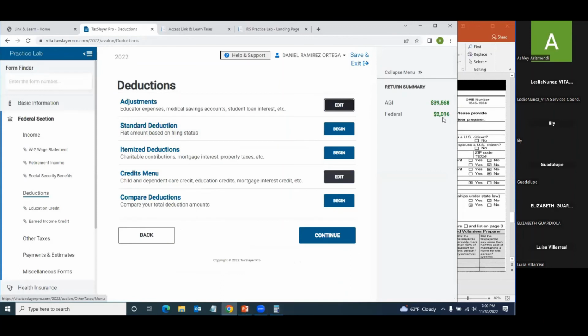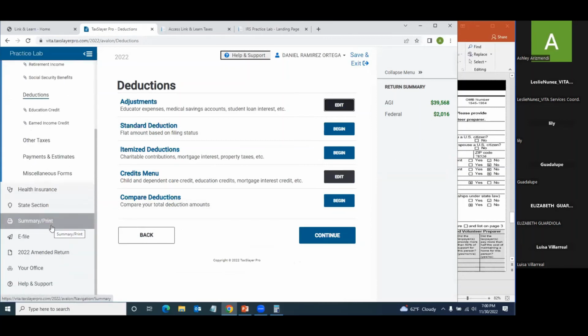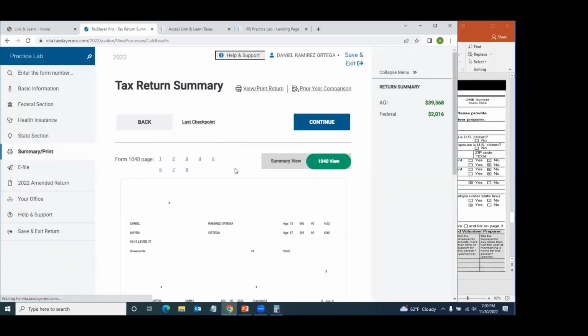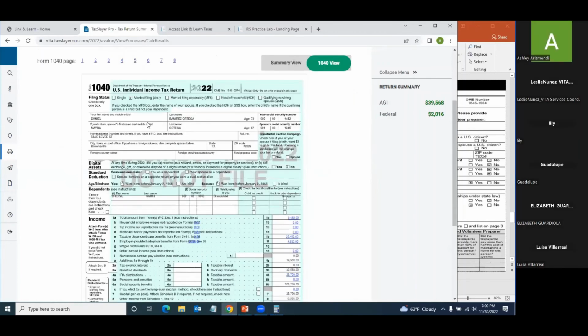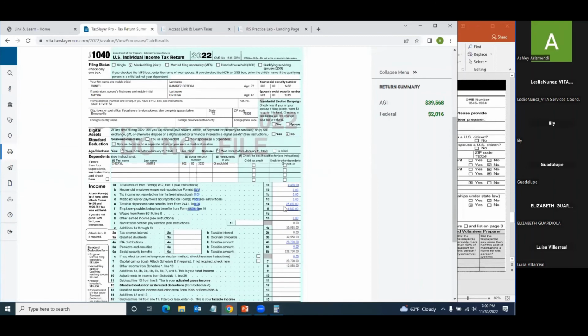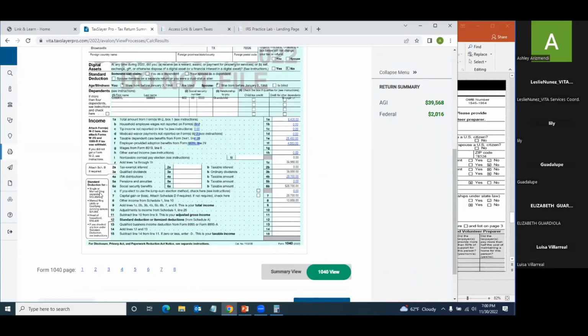Okay, so y'all did notice how the federal changed once we put in the W-2 form, right? And then if we want to check everything to make sure everything's correct, we go back to the summary and print. So we would go back to the summary print page, and here make sure all the numbers are the same. Here of course we have the single married filing jointly standard deduction of $12,950, which would be applied, but since they're married filing jointly, it's $25,900.